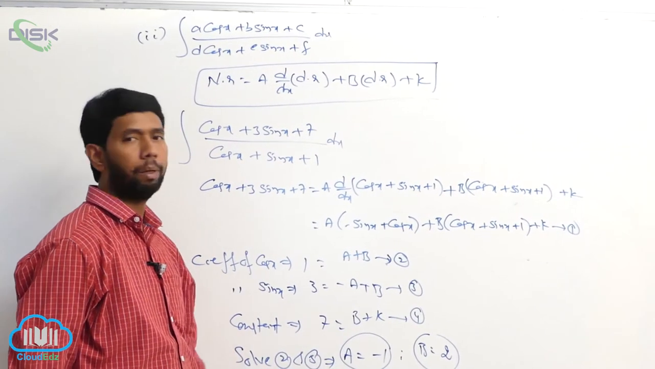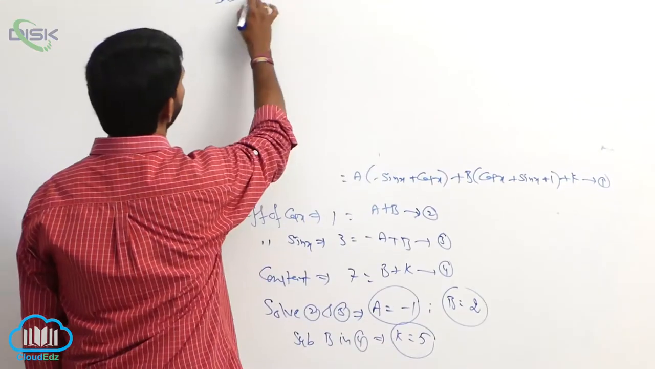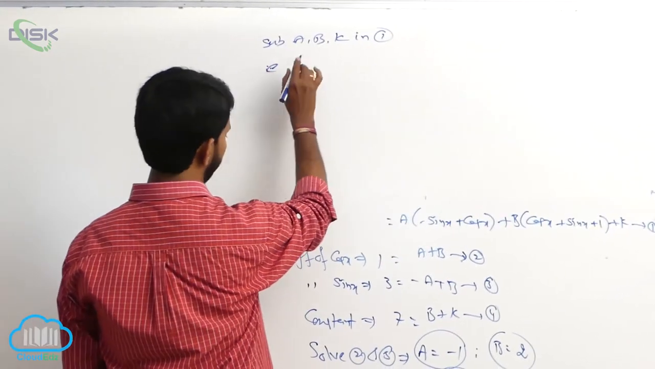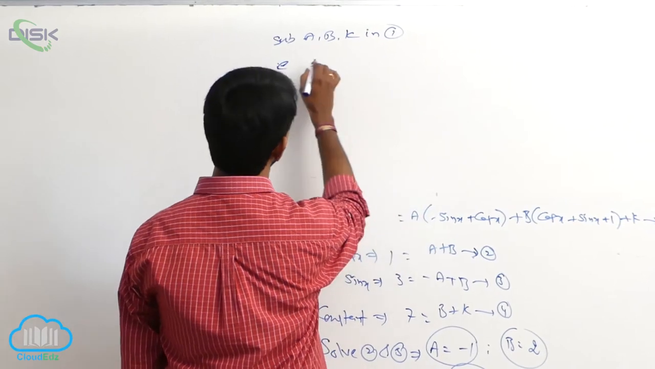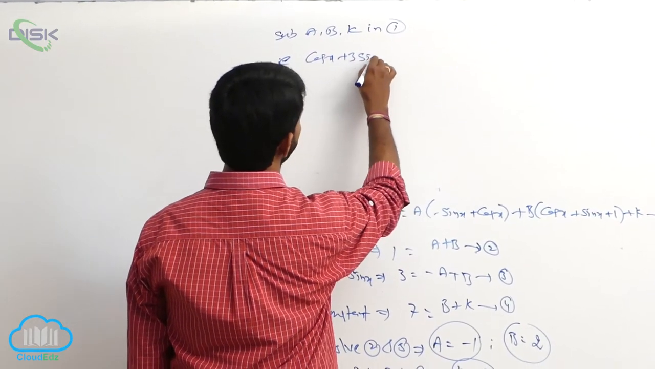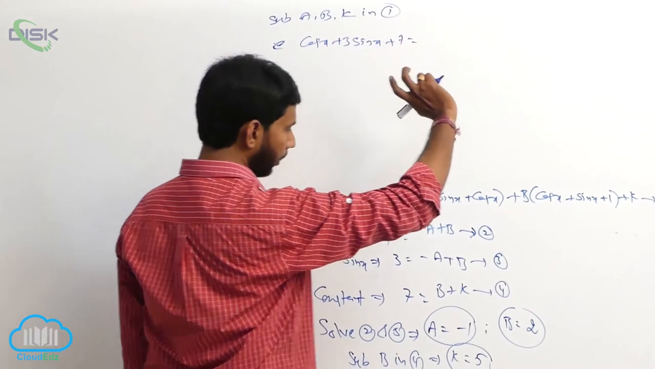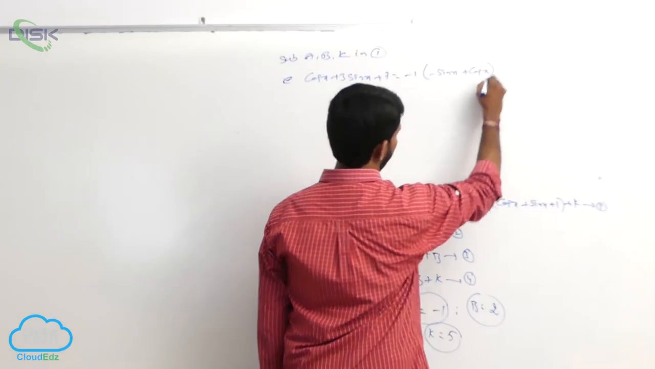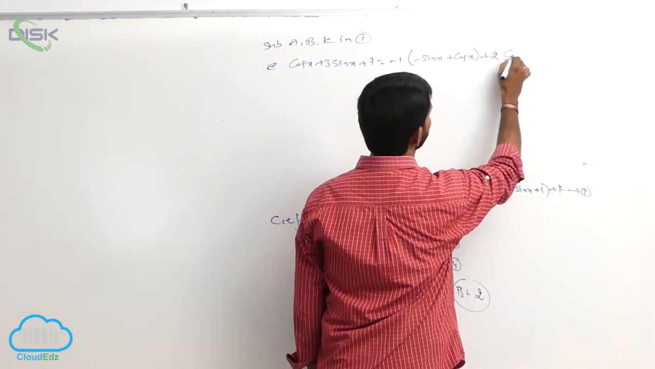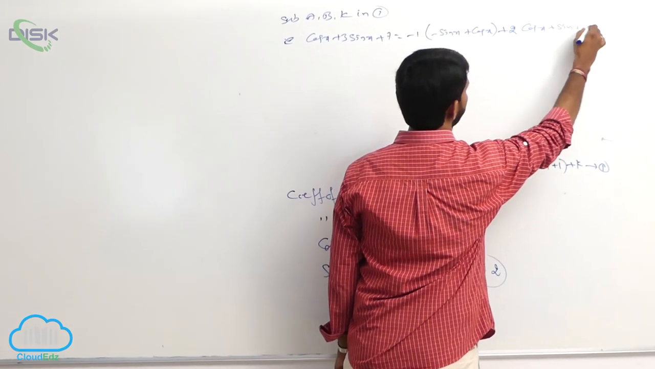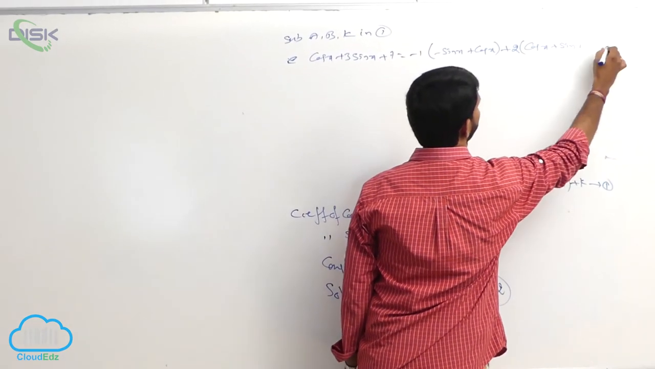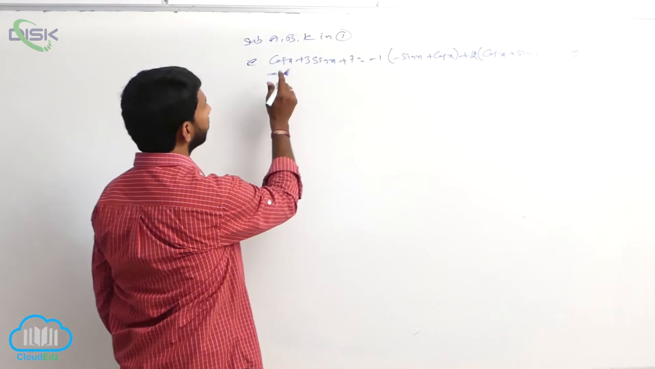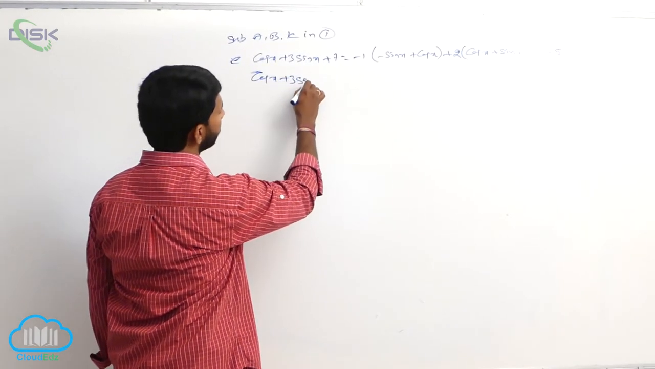Substitute the values of a, b, k in equation number 1. That is, cos x plus 3 sin x plus 7 is equal to minus 1 of (minus sin x plus cos x) plus 2 of (cos x plus sin x plus 1) plus 5. Dividing both numerator and denominator with cos x plus sin x plus 1.